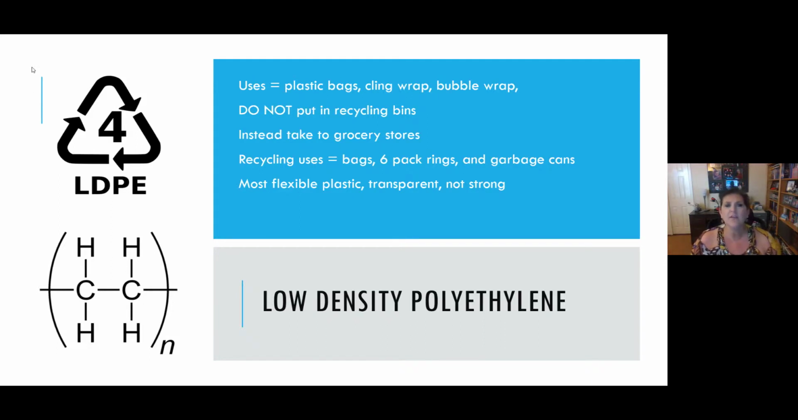This is a very flexible plastic. It can be transparent. It's not very strong. You can rip a plastic bag with your hands. So it's not a very strong plastic. So the polymer unit that repeats is down there. CH2, CH2, CH2, CH2, CH2, CH2, CH2, infinity. So it just keeps going 100,000 times. But this is low density polyethylene. We'll talk about the difference between high and low density in a minute. So that's number 4, LDPE. Remember that.